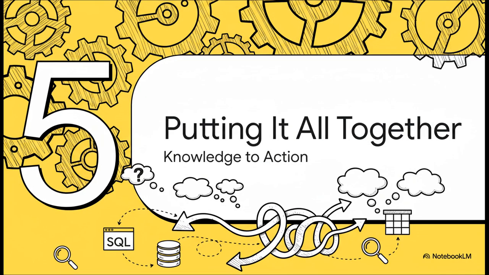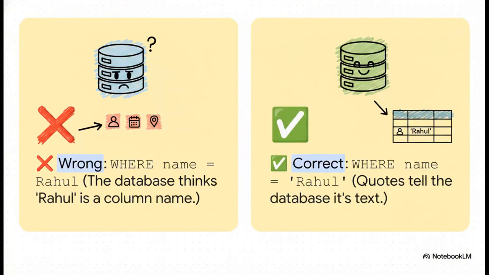Okay, let's pull all this together. We're going to do a quick recap, and I'm going to show you the #1 mistake that trips up almost every single beginner. All right, listen up, because this is crucial. When you're filtering for text, like someone's name, you absolutely must put it in single quotes. If you don't, the database gets confused and thinks Rahul is the name of another column. It doesn't see it as text. Putting the quotes around it tells the database, I'm looking for this specific piece of text. Remembering this tiny detail will save you so many headaches.